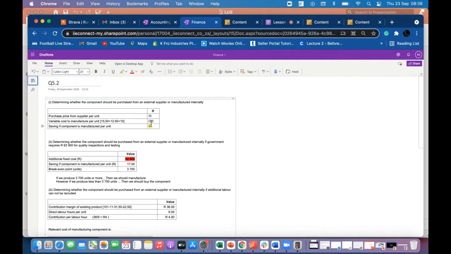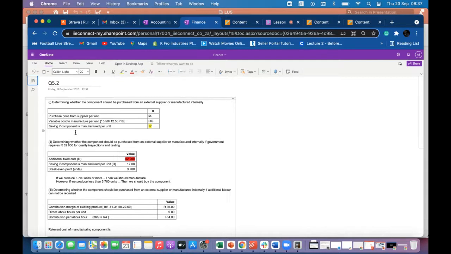Okay. So we are then only including variable costs. So that 55 Rand minus your variable costs then gives you 17 Rand. So we would be saving 17 Rand if we manufactured the component ourselves. So obviously here, the recommendation will then be to manufacture the product ourselves, okay? Right.